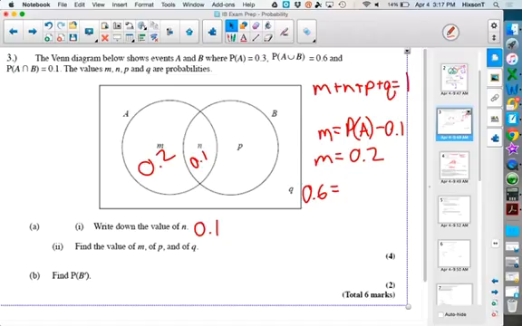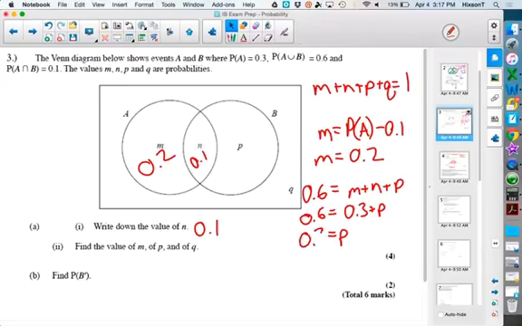Think of it this way. 0.6 is m plus n plus p, right? It's this plus this plus this, right? That's the union of everything. So I know m and n add up to 0.3. So that means p has to be 0.6. Okay? You mean 0.3, yeah, I can subtract. 0.3. Just checking. He's testing us, guys. Yes, I was testing you.